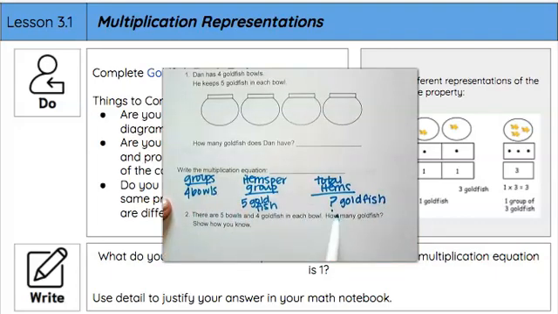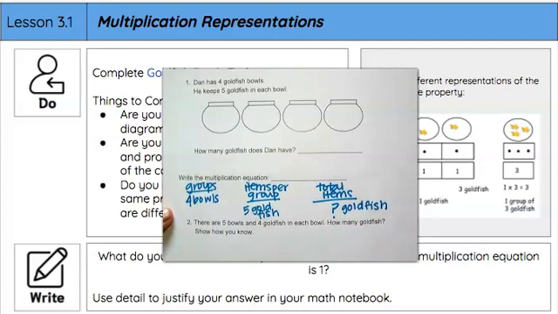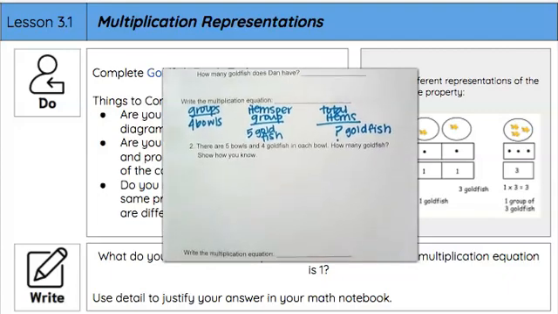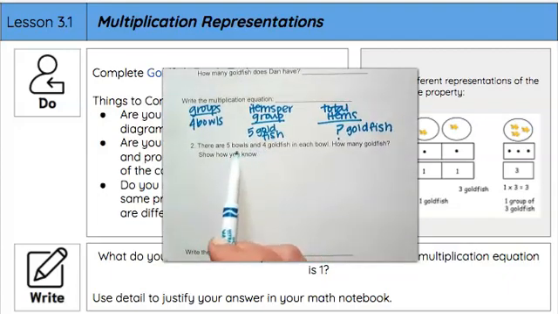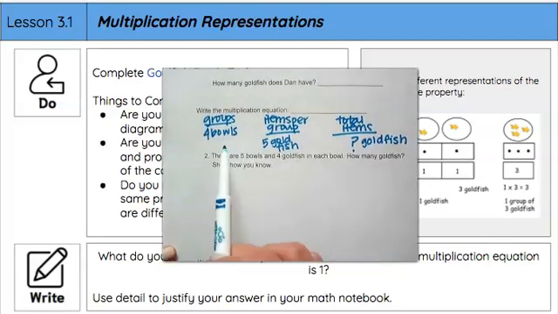Now that we have our information organized, we can draw an array, we can use a number line, we can draw a tape diagram, and we can even draw a picture in here to solve for it. This is where you'll indicate how many goldfish Dan has. And then you have to write a multiplication equation to represent it. Blank times blank equals blank. You're going to do that for number 2. Notice that number 2 has very similar numbers, but the groups and the items per group are different. Again, feel free to use this strategy to keep your work organized.